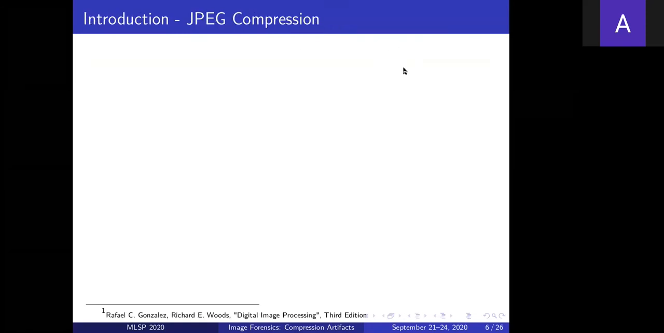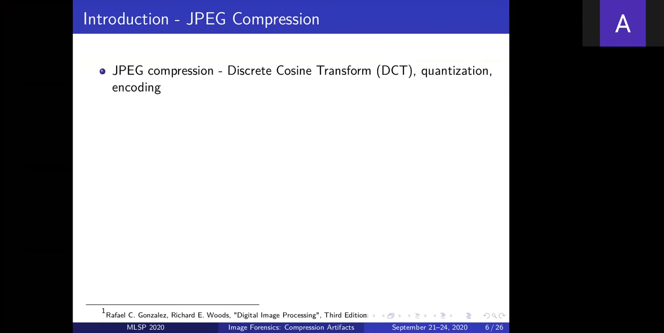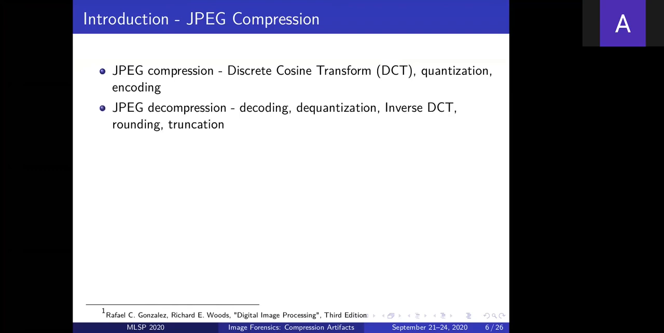We now introduce a few key terms related to JPEG compression. JPEG compression is composed of three steps: the discrete cosine transform, quantization, and encoding. The decompression operation reverses these three steps with two additional steps, rounding and truncation, to convert the floating point values obtained after IDCT into the displayable image range.